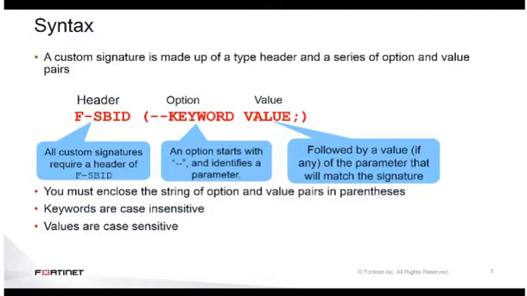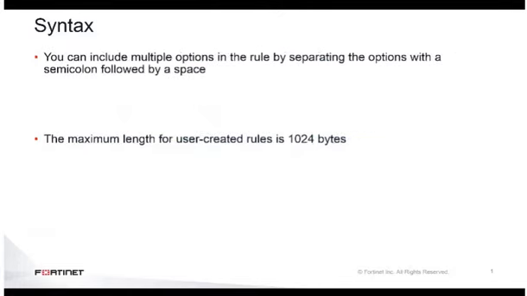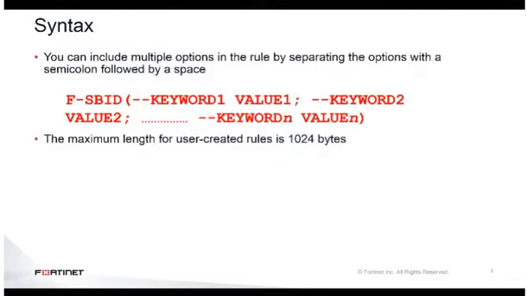Also, keywords are case insensitive and values are case sensitive. You can include multiple options in the rule by separating them with a semicolon. The maximum length is 1024 bytes for custom signatures and 4096 bytes for predefined signatures.